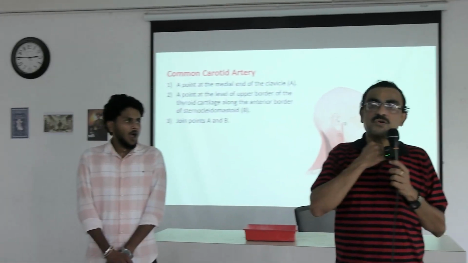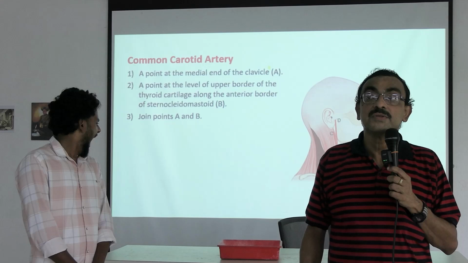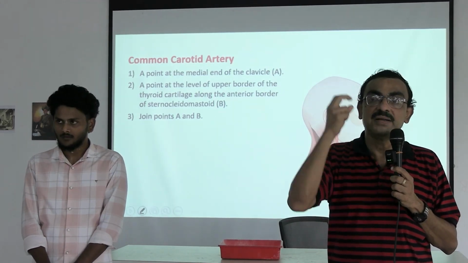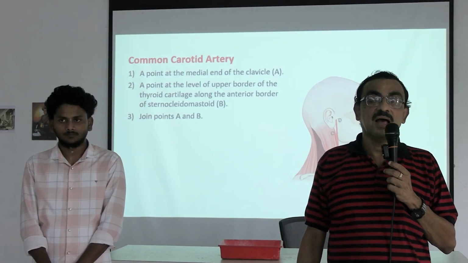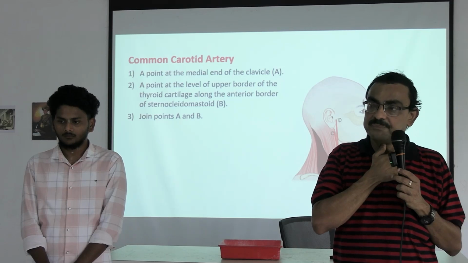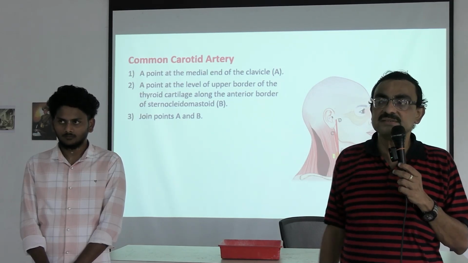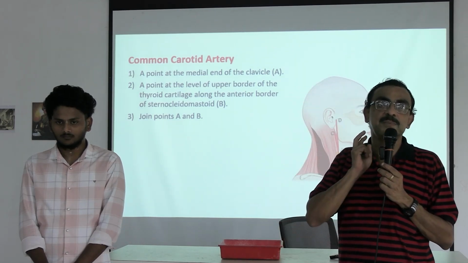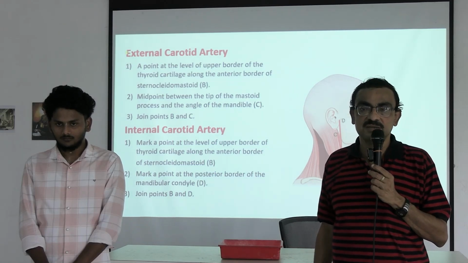So the common carotid artery bifurcates into two, at what level? That is the upper border of the thyroid cartilage. And what are the branches? Internal and external. So it bifurcates into the internal and external carotid arteries.